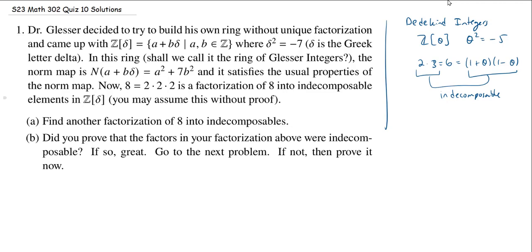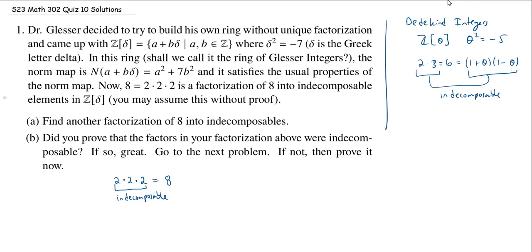Now 8 can be written as 2 times 2 times 2, and that is said to be a factorization into indecomposable elements, which we may assume without proof. All of these are 2's, so it's really only one statement: they are indecomposable. So part A, find another factorization of 8 into indecomposables.